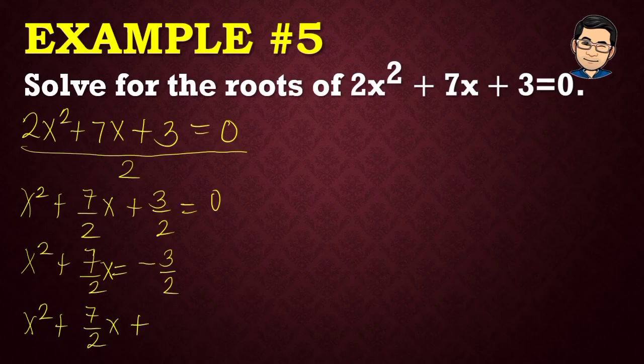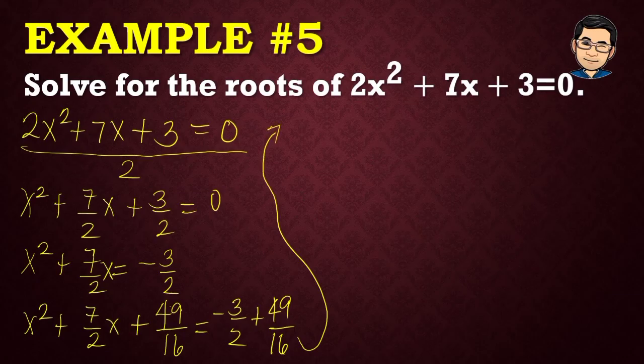So, ang mangyayari dito, i-divide natin yung 7 over 2 sa 2. So, kapag dinivide natin ng 7 over 2 sa 2, ang mangyayari, magiging 7 over 2 times 1 half. So, 7 over 4 yon. And then, square ng 7 over 4, 7 times 7, 49, over 4 squared, 16, equals negative 3 over 2 plus 49 over 16. So, ayan. Kukuhanin natin ngayon yung LCD.